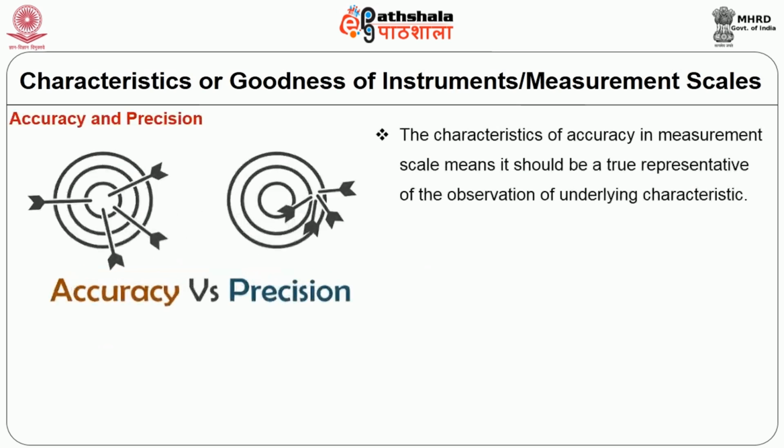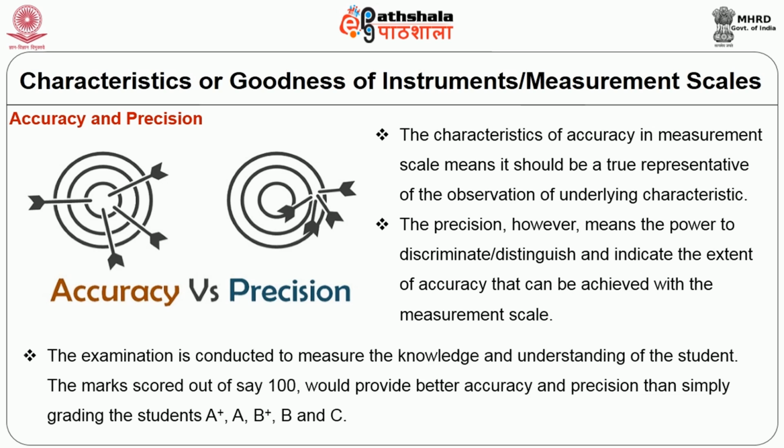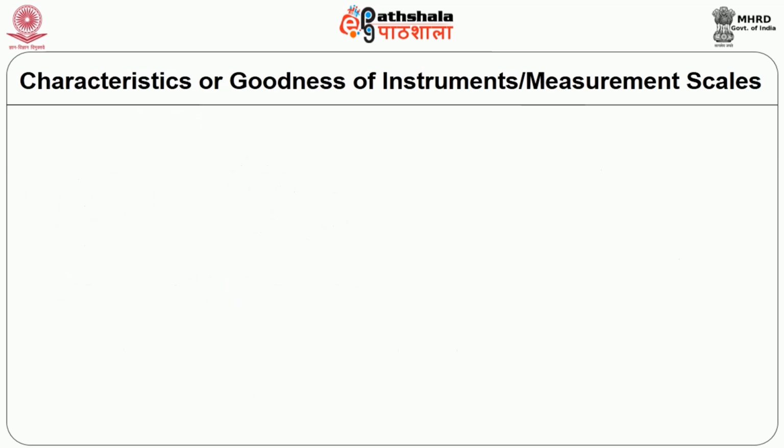Accuracy and precision. The characteristic of accuracy in a measurement scale means it should be a true representative of the observation of the underlying characteristic. The precision, however, means the power to discriminate or distinguish and indicate the extent of accuracy that can be achieved with the measurement scale. For example, an examination is conducted to measure the knowledge and understanding of the student. The marks scored out of say 100 would provide better accuracy and precision than simply grading the students as A plus, A, B plus, B and C.